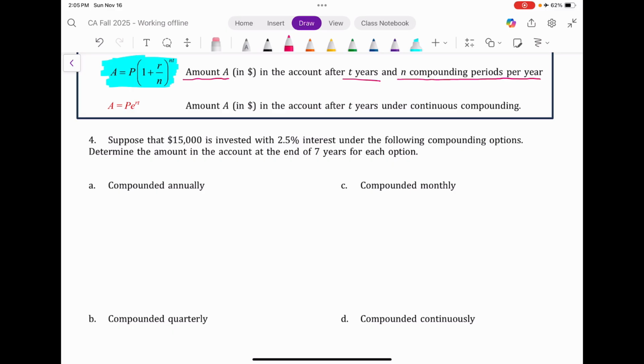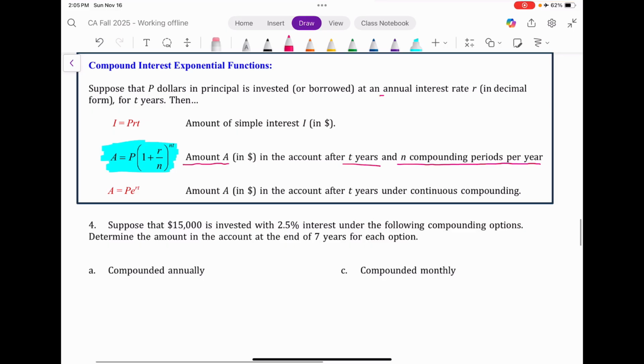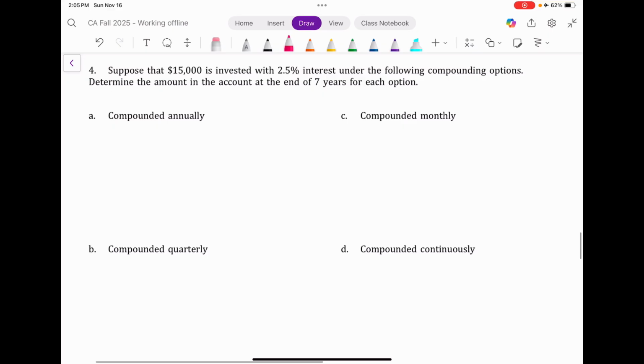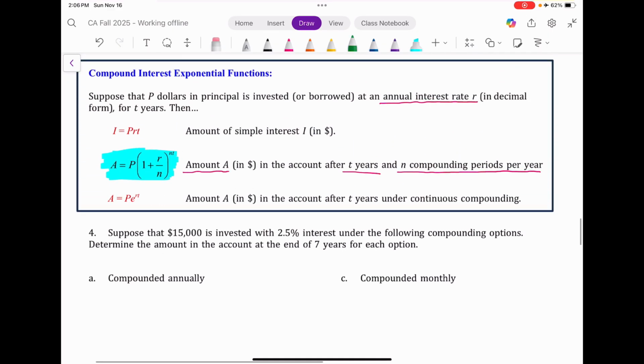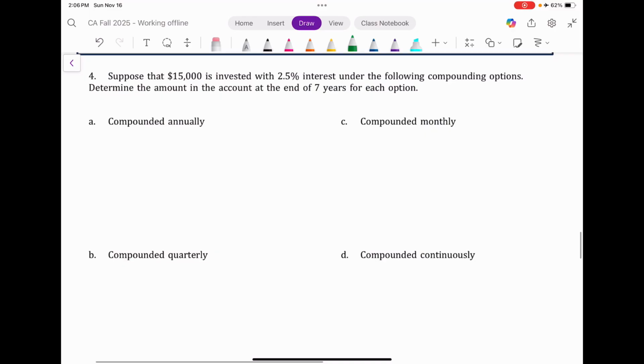And r will be the rate as a decimal. So let's do an example. So number 4, our principal, sorry, I forgot to mention, P is our principal. That's your initial amount you invest in the account, or how much money you would take out of a loan at the beginning. So let's say $15,000 is invested.